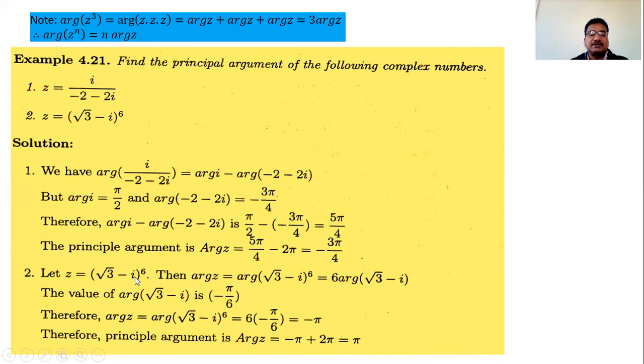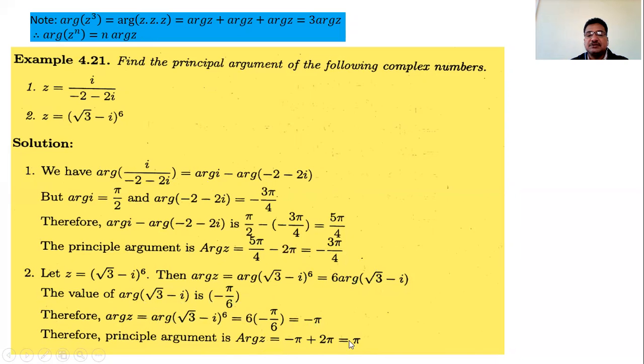And then the argument of this root 3 minus I raised to 6 is what? Suppose this is z number, then its argument is 6 into argument of root 3 minus I. By using this, argument of z raised to n is n into argument of z. So argument of z raised to 6 is what? 6 into argument of z, and argument of root 3 minus I is minus pi by 6. So argument of this number is 6 into minus pi by 6, which is minus pi.